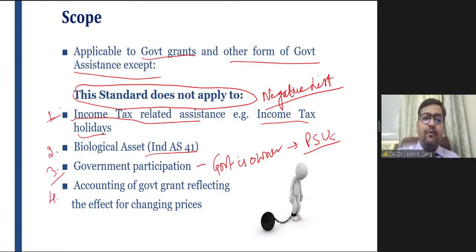Fourth, accounting of government grants reflecting the effect of changing prices. For example, the prices are increasing. For example, crude oil prices are increasing. I'm just taking a hypothetical example, although it is related to practical things also. If in the international market the price of crude oil is increasing, and due to the increase in the price of crude oil, the price of petrol is also increasing, for example.